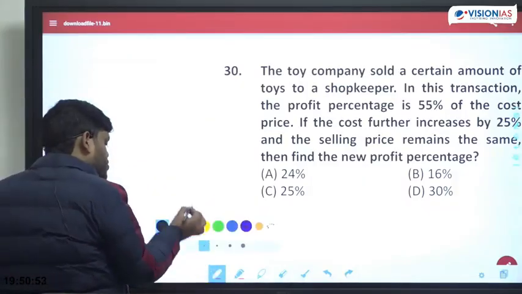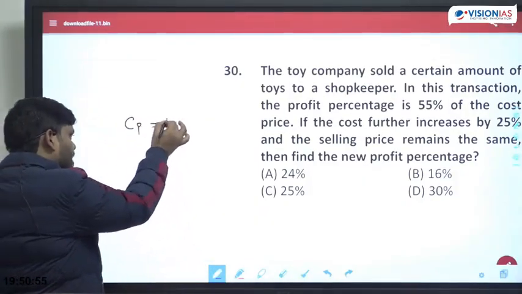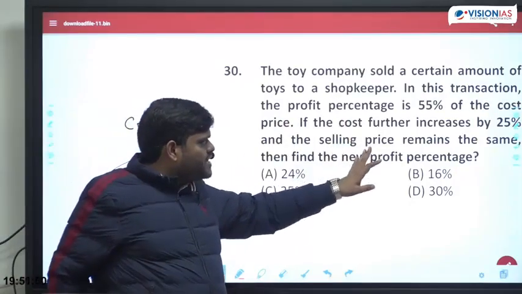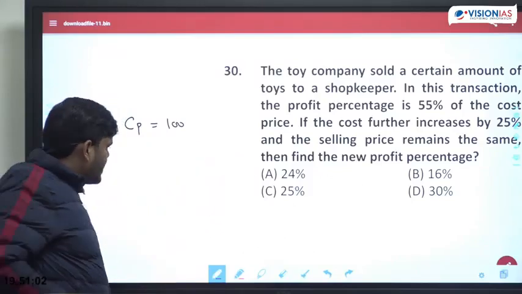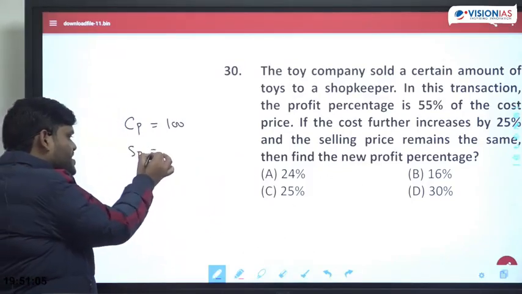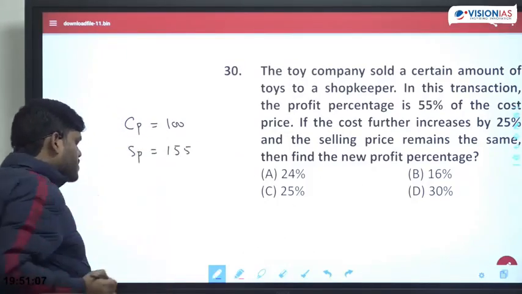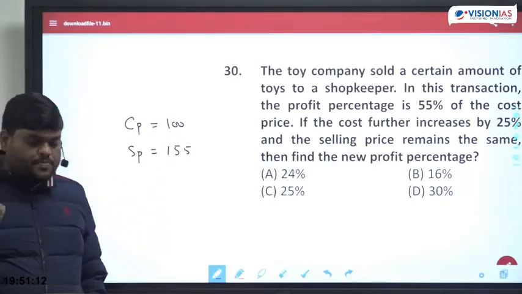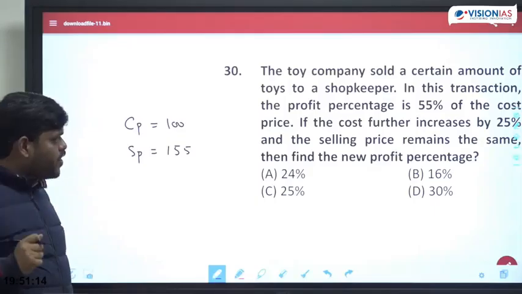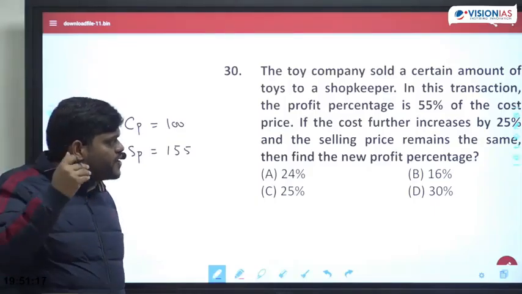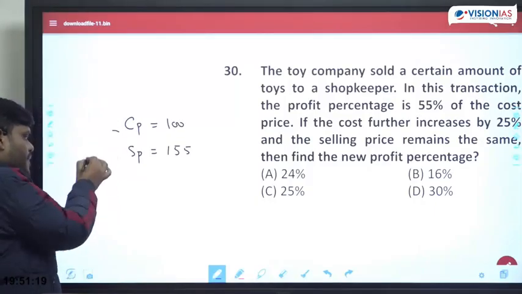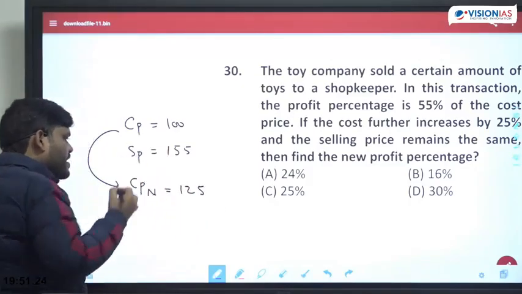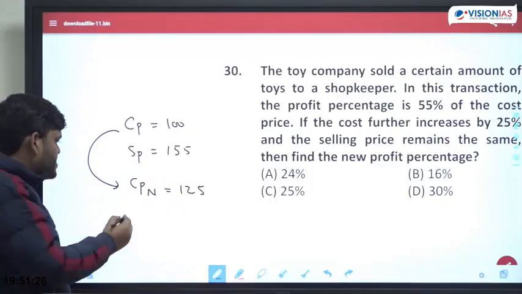The way to solve this question, let's assume cost price is equal to 100. Now, the profit percentage is 55% of cost price. That means what will be the selling price? Selling price will be 155, because there is a 55% profit. Now if the cost price is further increased by 25%, the new cost price will be 125.